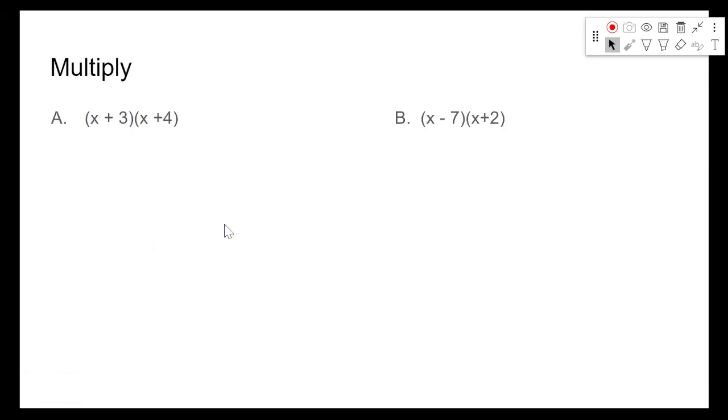All right, so before we start factoring, what I want us to do here is I want us to multiply each one of these sets of binomials. So I'm asking you to multiply these two sets. So we're going to do it with the distributive property.